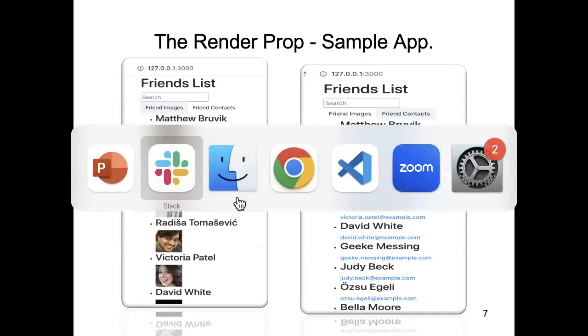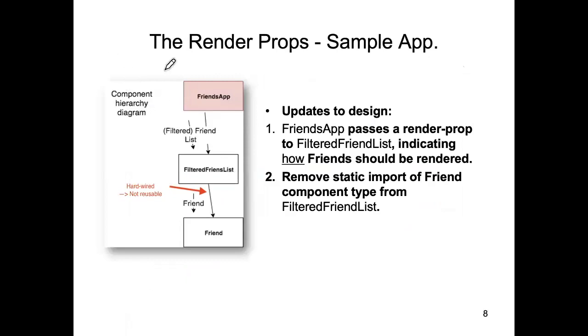Okay, we'll stick with the slides actually. So on the left here is the design of this filtered friends app from last week. And I'm highlighting the fact that the way it worked last week was this component here had an import statement hard-coded in the code, and the import statement imported the friend component. So that meant that filtered friends list could only render friends in a particular way because it was hard-coded into the actual code itself. But now we want this filtered friend list component to somehow change the way it renders friends dynamically. So we can no longer use a static import statement.